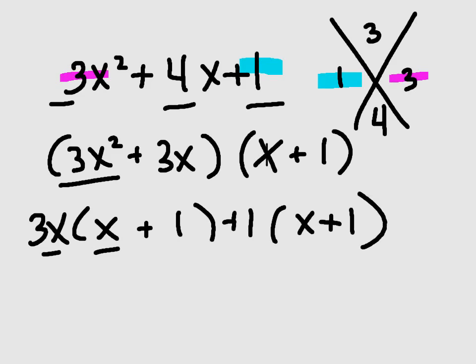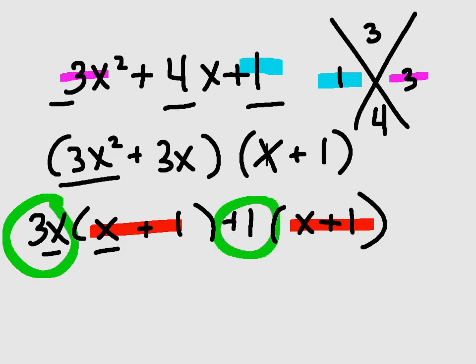Now, when you're finished, this term and this term should be the same. That's how you can check yourself. If it's not the same, then you did something wrong. So now what we're going to do is take the term that we took out of the first one and the term that we took out of the second one, add them together and put them in parentheses. And this is how we'll get our final answer.